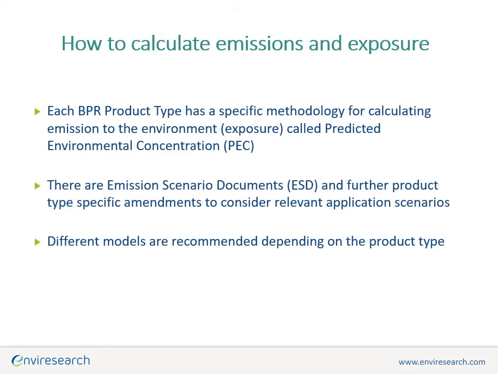So how do we calculate emissions and exposure? Each BPR product type has a specific methodology for counting the emission to the environment, which is the exposure, called the Predicted Environmental Concentration, or PEC. There are emission scenario documents for each product type and product type specific amendments that we must consider for every application scenario that's relevant to the product that we're working on. Different models are recommended depending on the product type.